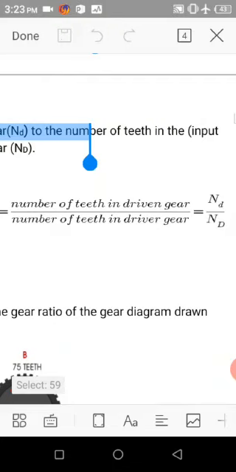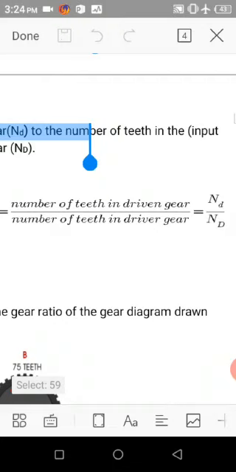We all know what they call the driven gear. The driven gear is the gear that is attached to the load side of a machine, and it's also the output gear. So that is the number of teeth it contains. When we count it, we put it as our numerator.